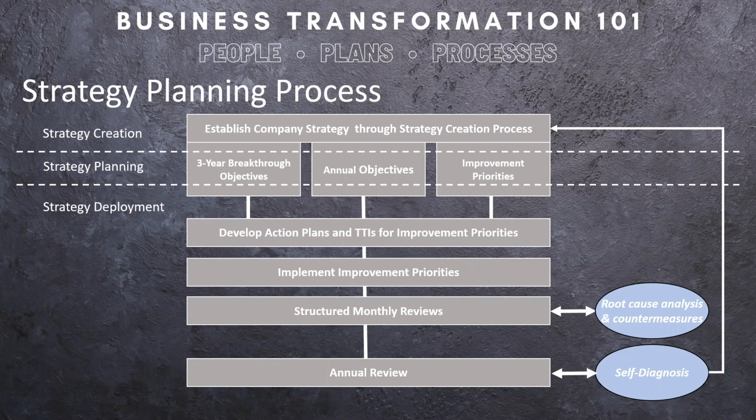Progress on the action plans and achieving the TTIs is monitored through a monthly SD review process. In these reviews, the team follows a define, measure, analyze, improve, control, DMAIC process, or a PDCA, plan, do, check, act approach to improve the TTIs. Also at year end, the team holds a review of the progress on achieving the TTIs, annual objectives, and 3-year breakthrough objectives, and feeds the results back into the next strategy creation update.